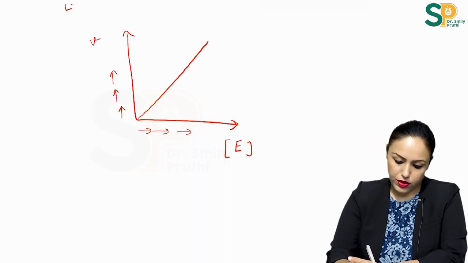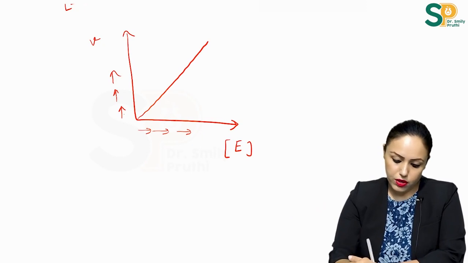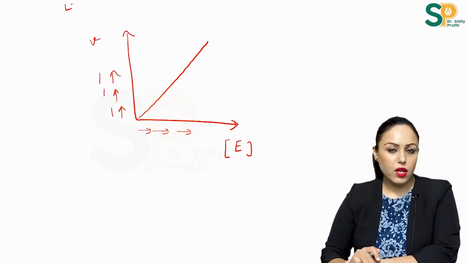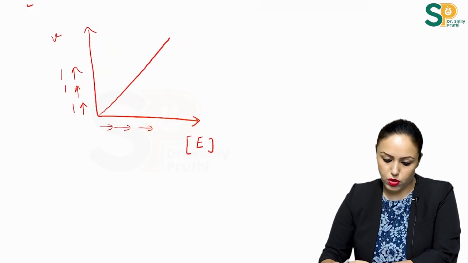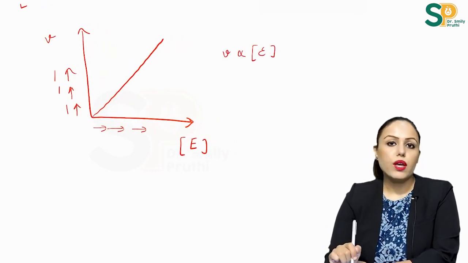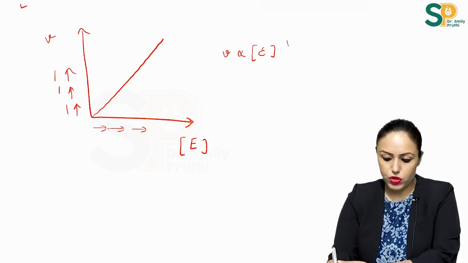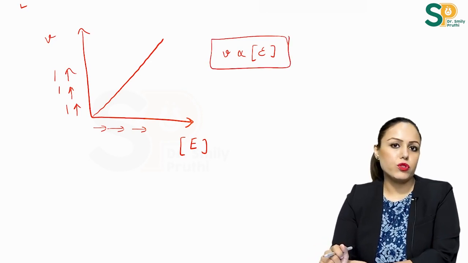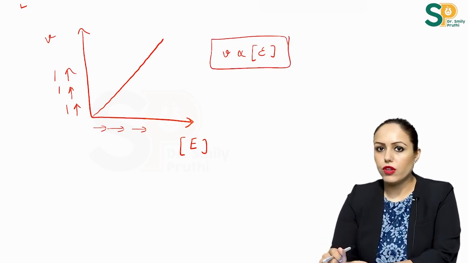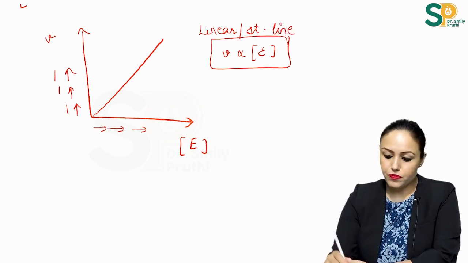in an experiment, what is happening? We have seen the effect on velocity, that velocity is also increasing. So it is directly proportional. So velocity is directly proportional to enzyme concentration. Velocity directly proportional to enzyme concentration means if we increase enzyme concentration, rate of reaction will increase, right? So this is a linear or straight line graph, right?